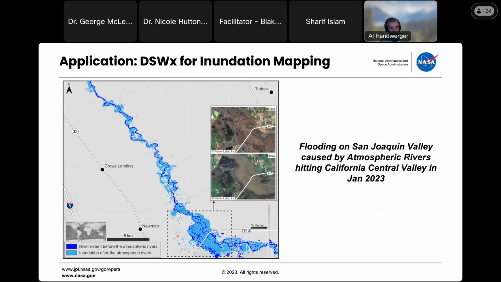And then I'm just going to show a few more examples of the water product and some ways that the OPERA team has used these data to make flood maps. This is one of the first maps that we made in our internal team here, just as an example. This is some flooding that was going on in Central California that was a result of a series of atmospheric river events in January 2023.